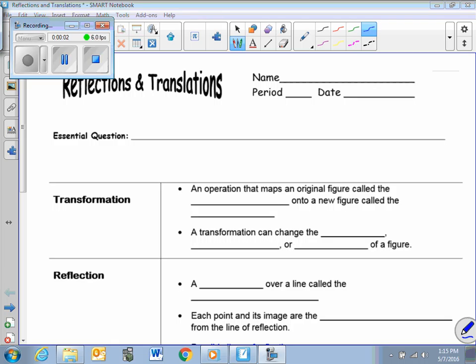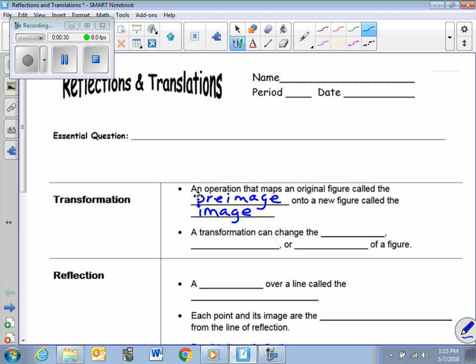Today's lesson is our first in our unit on transformations, and today we will be looking at reflections and translations. So let's first start by deciding what a transformation is. It is an operation that maps an original figure called the pre-image onto a new figure called the image. That makes sense because pre comes before.